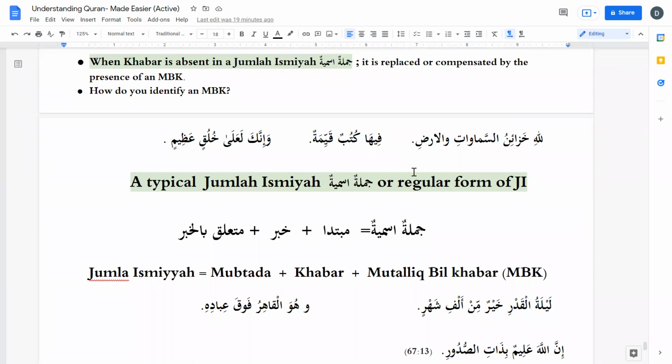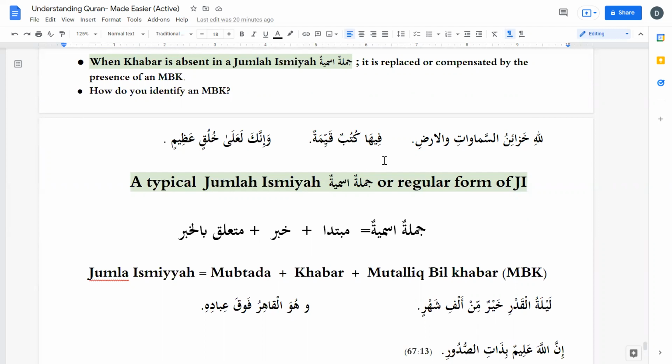But we can see like over here, Lillahi khazainus samawati wal ard. So Lillahi, we know, is starting with Li, which is harf jar. So Lillahi is Muta'alliq bil Khabar, which is coming in the very beginning. So this is an abnormal or irregular form of Jumlah Ismiyah.